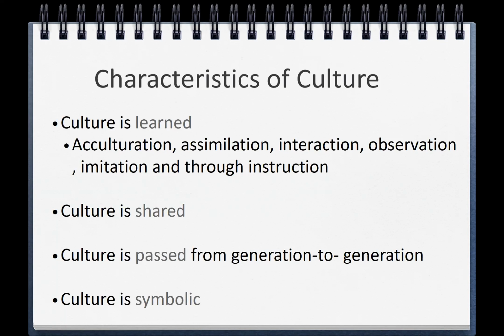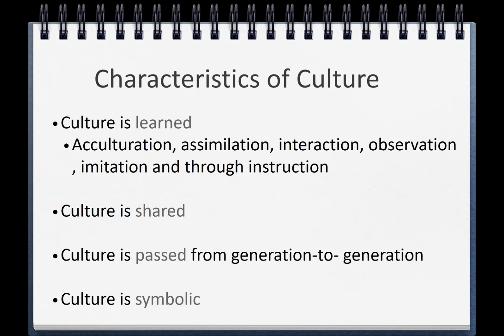Culture is also passed from generation to generation, right? That means it's transmissive. It is transmitted from one generation to another. Language is the main vehicle by which this takes place. So language in different forms makes it possible for the present generation to understand the achievements of earlier generations. So the transmission of culture may take place by imitation as well as by instruction, as I mentioned earlier.